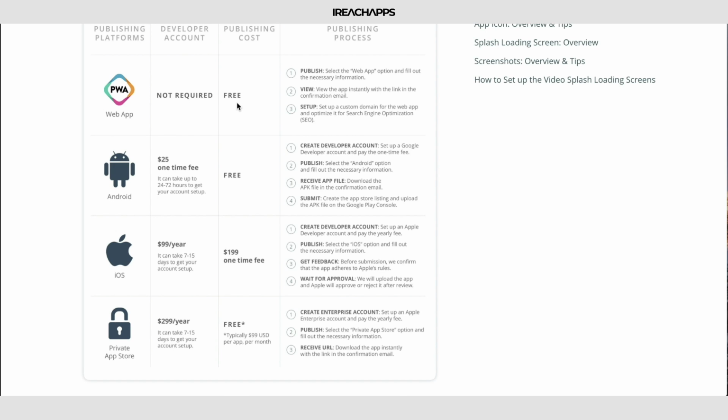Typically, the private app store licenses are $99 per month per app. In terms of republishing, the PWA has a $0 republish cost, Android has a $0 republish cost, and iOS has a $25 republishing fee.